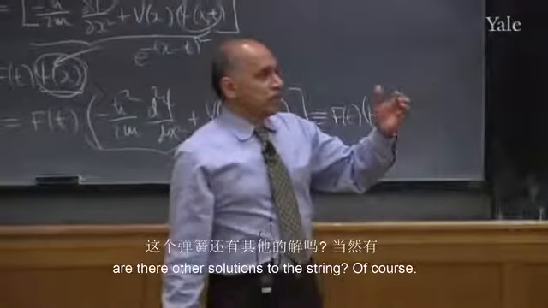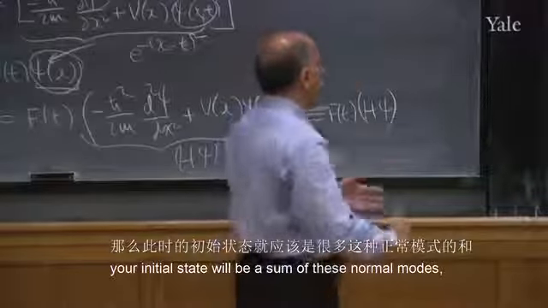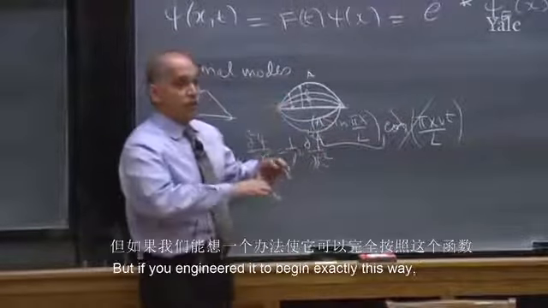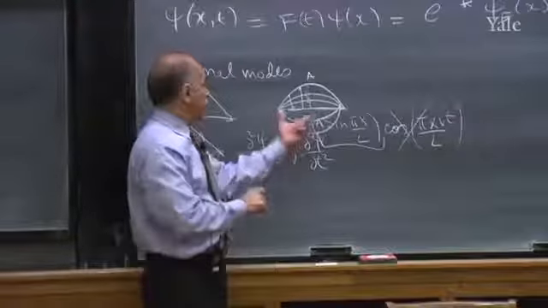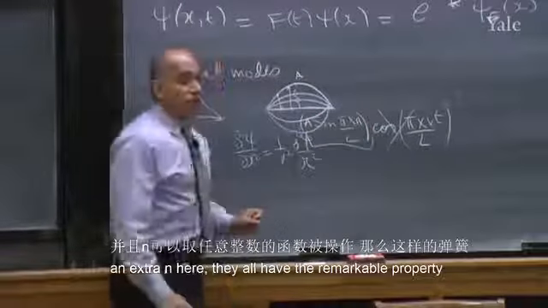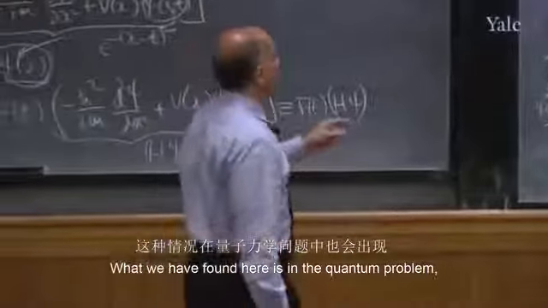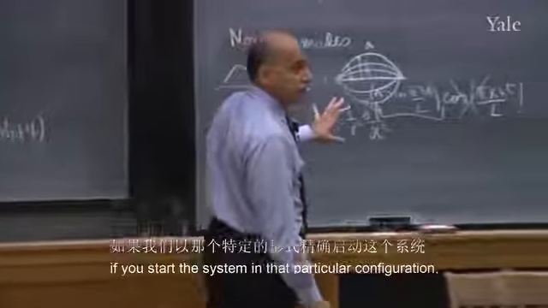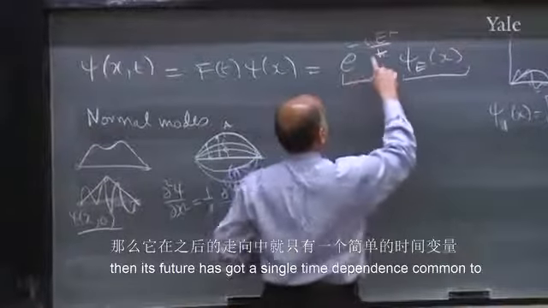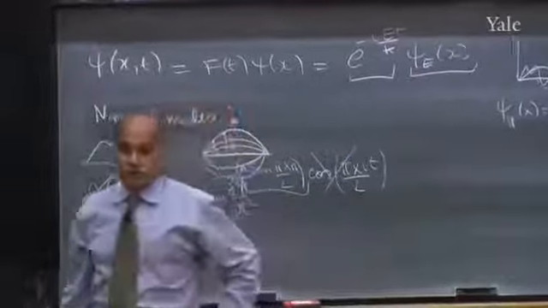Now, your question was, are there other solutions to the string? Of course. Typically, if you don't think about it and pluck the string, your initial state will be a sum of these normal modes, and that will evolve in a complicated way. But if you engineered it to begin exactly this way, or in any one of those other functions where you put an extra n here, they all have the remarkable property that they rise and fall in step. What we have found here is in the quantum problem, if you start the system in that particular configuration, then its future has a single time dependence common to it. That's the meaning of the factorized solution.